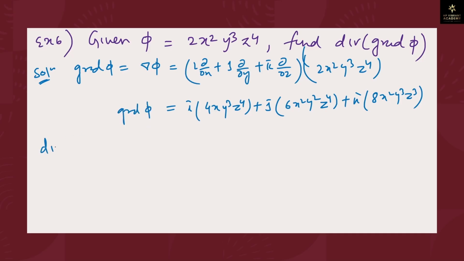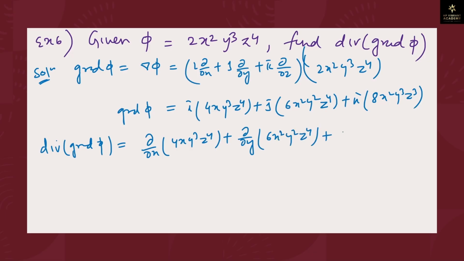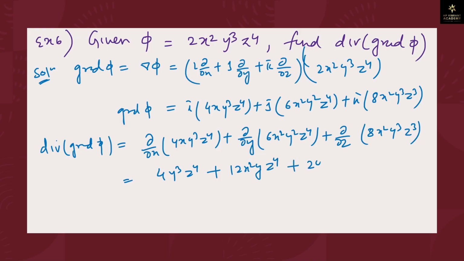Now we have to find the divergence of the gradient of phi. Okay, so this is del upon del x of 4x y cube z4, plus del upon del y of 6x square y square z4, plus del upon del z of 8x square y cube z cube. So this is equal to 4y cube z4 plus 12x square y z4 plus 24x square y cube z square. This is the value of the divergence of the gradient of phi.